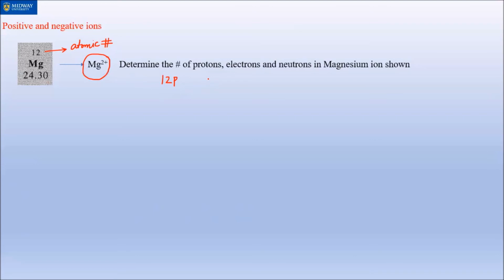But we had 12 electrons originally, right? That's what Mg neutral means. But we have +2. Every plus corresponds to 1 electron being lost. So 1 plus equals 1 electron lost, because positive means electron lost. So now we have only 10 electrons.